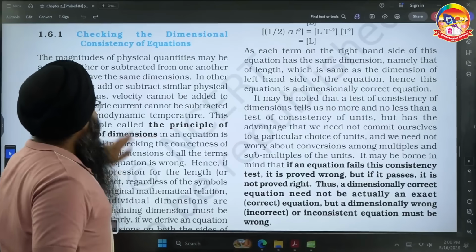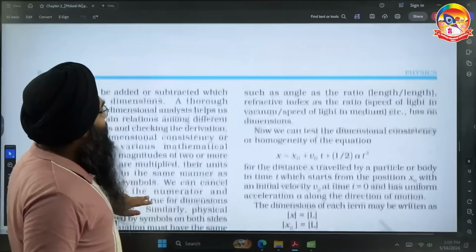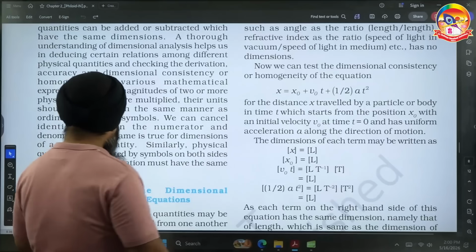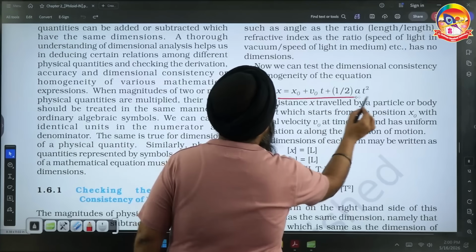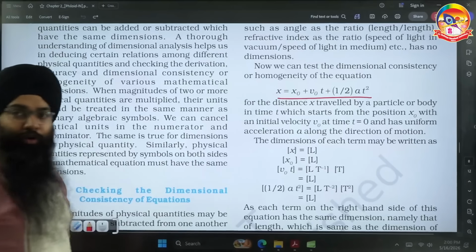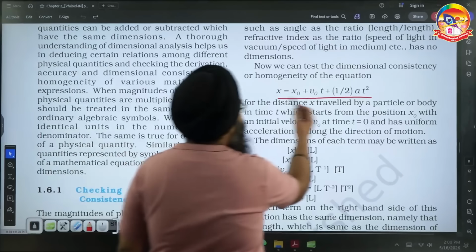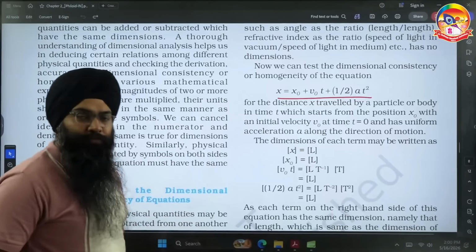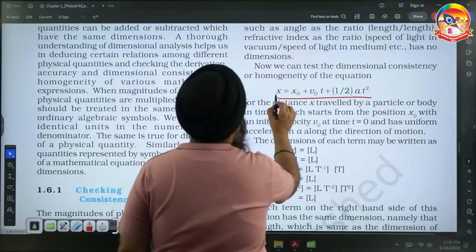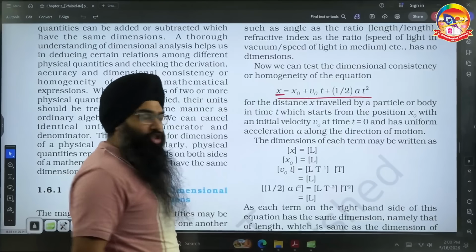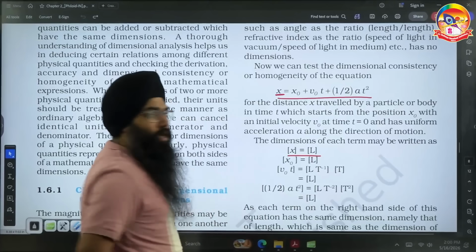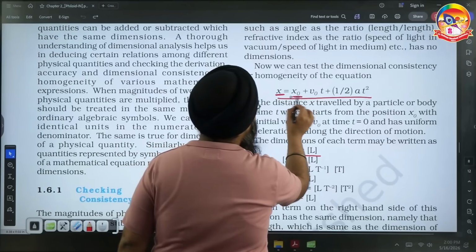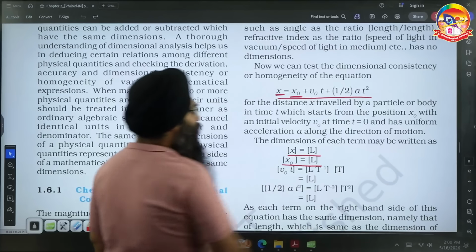One more important point is given here. Let me take one example also. Let us suppose x = x_0 + v_0 t + (1/2) a t^2 is given to you. You want to check the dimensional consistency, whether it is correct or not. So x refers to the distance traveled. What will be the dimension of x? It will be equal to L. x_0 also refers to the initial position of the particle, so the dimension of x_0 is also L.